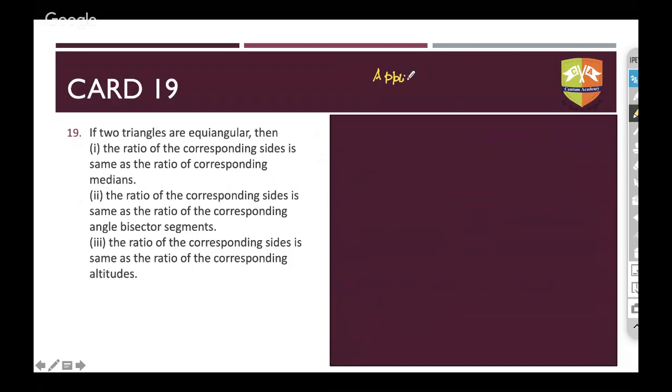Application of similarity, application of similar triangles, and we'll see how these applications produce these results. First of all, I'll try and prove one, and then it doesn't take much effort to prove the next ones. So if two triangles are equiangular, that means they have same angles, right? If two triangles are equiangular, then the ratio of the corresponding sides is same as the ratio of corresponding medians.